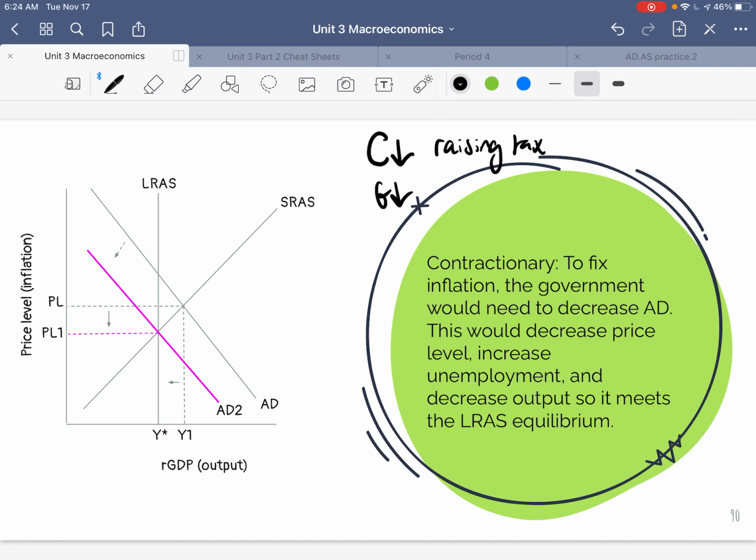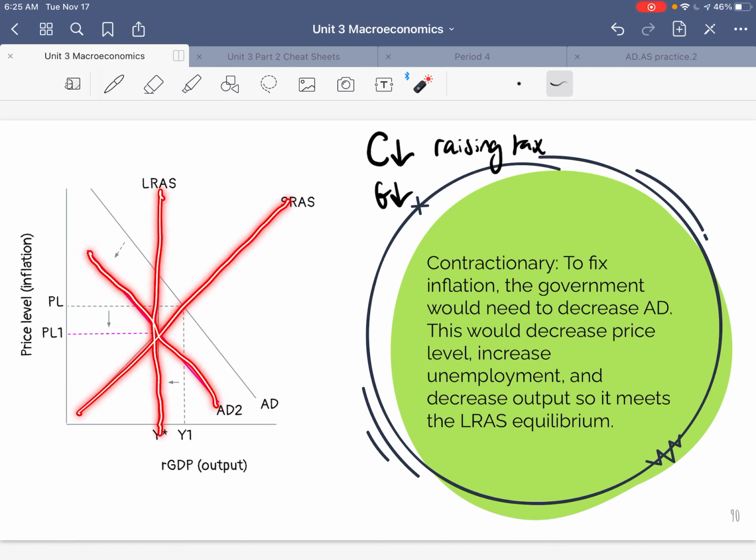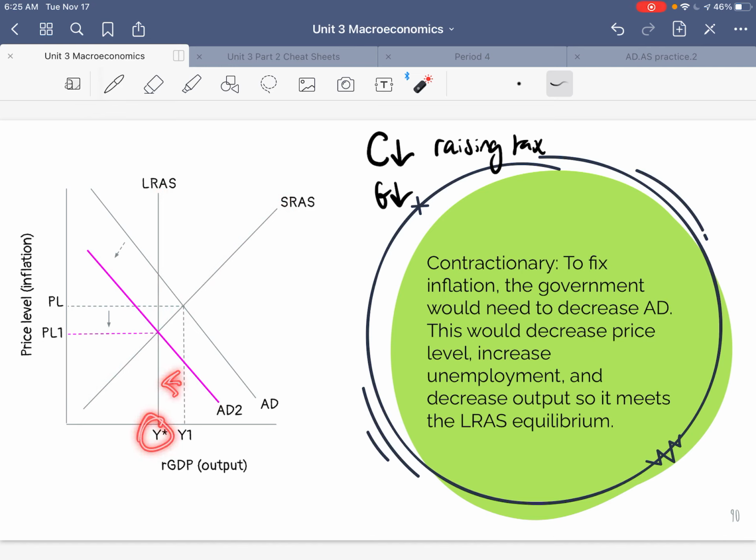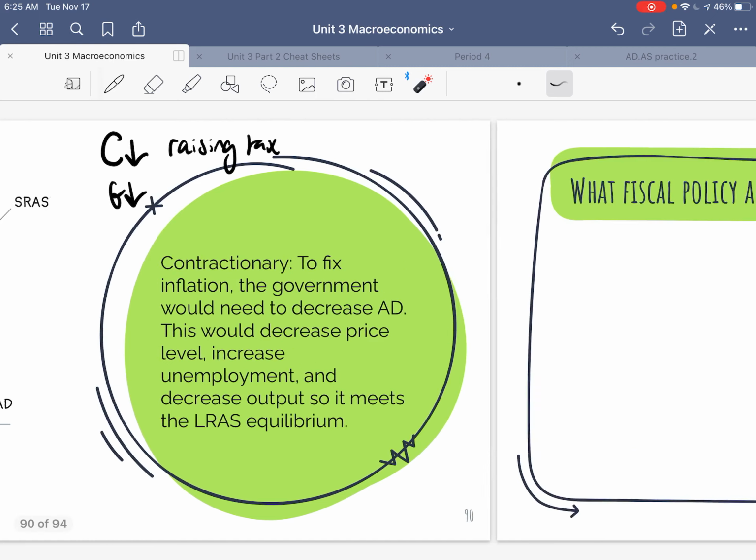So if they do that and they make that AD curve shift inward, right here to this pink line, what has now happened? Well, now our AD curve, our SRAS curve, and our LRAS curve all meet at the perfect equilibrium, the perfect amount of output, the perfect price level, okay? So our price level went down and our output went down as well, but it's to the perfect spot. It's to the sweet spot, okay?